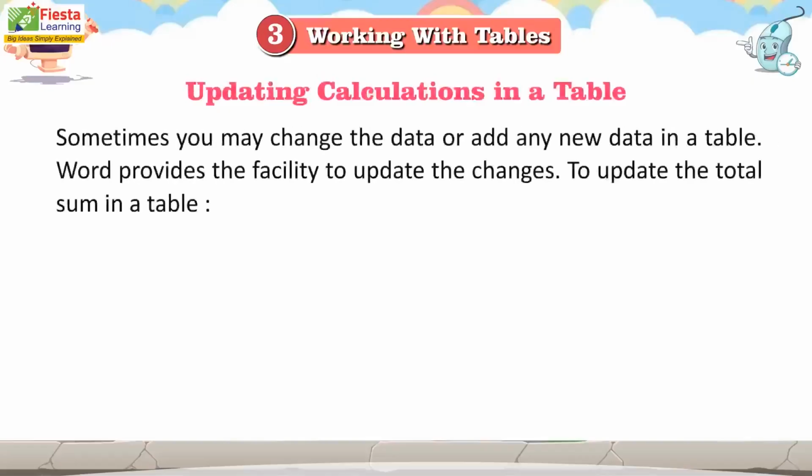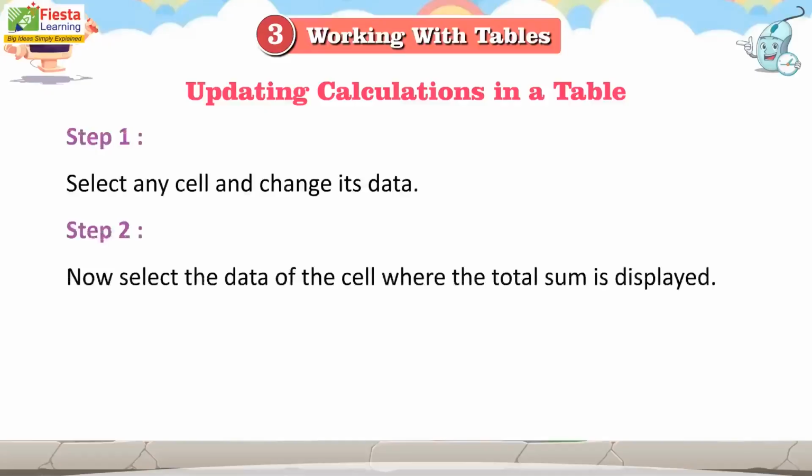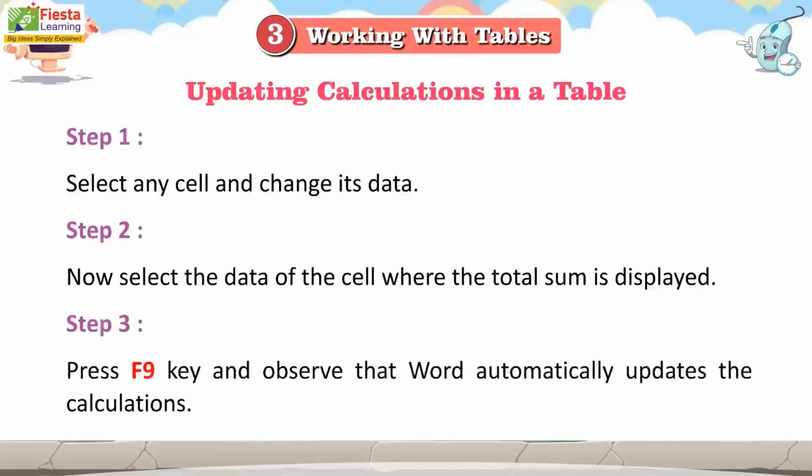Updating calculations in a table. Sometimes you may change the data or add any new data in a table. Word provides the facility to update the changes. To update the total sum in a table. Step 1. Select any cell and change its data. Step 2. Now select the data of the cell where the total sum is displayed. Step 3. Press the F9 key and observe that Word automatically updates the calculations.